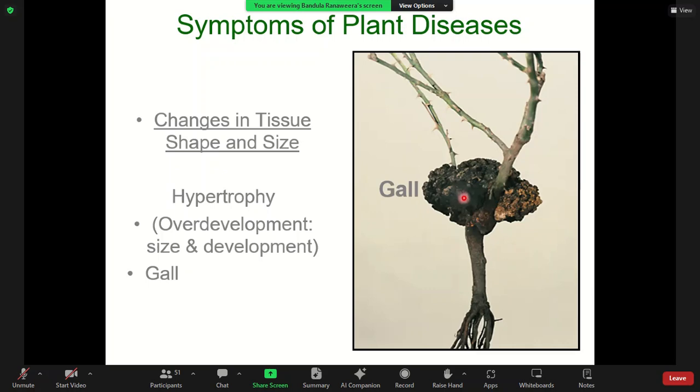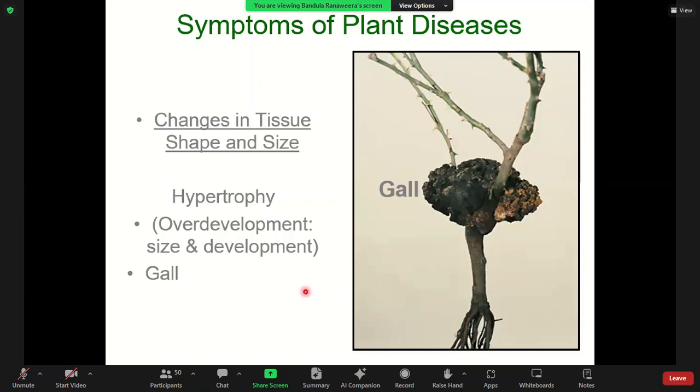So the gall development is similar to what we call tumors, the development of tumors in other organisms' bodies, human, mammalian, animal bodies. Tumor-like structures are called galls. Sometimes we name them plant tumors also.